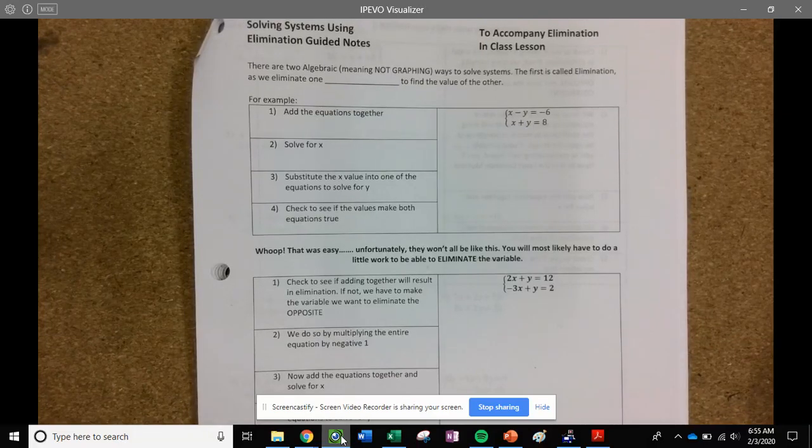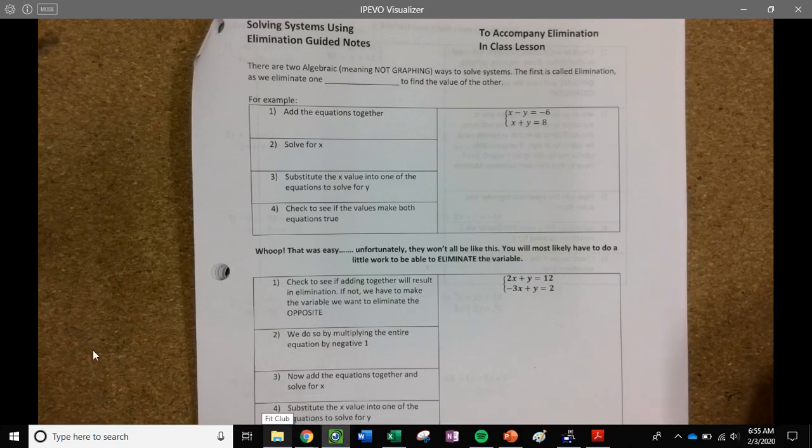Hey everybody. Okay, so lesson number 2 on solving systems. We talked about what a system is in class today and how to solve them graphically. You know that using the graphing calculator is not my favorite method for anything. So we're going to jump right in and talk about how to solve systems using the math algebraically.